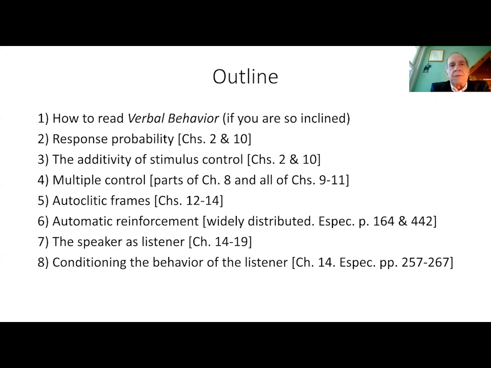The concept of automatic reinforcement, Skinner discusses all throughout the book in scattered places, but especially in two pages that I've identified here. Automatic reinforcement is reinforcement that's mediated by the individual. That is, maybe if we're a guitar player, we might be strumming away on the guitar and pick out a few chords that sound good to us. Well, that would be an instance of automatic reinforcement.